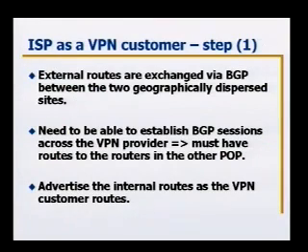So we said external routes are going to be exchanged via BGP between the two geographically dispersed sites. So if my goal is to establish BGP sessions across the VPN service provider, then what I need to do is I must have routes to the loopbacks of all the other routers in the other POP. So why don't I advertise only the internal routes as the VPN customer routes? So I'm going to advertise all the loopbacks of the routers in each site as VPN routes.